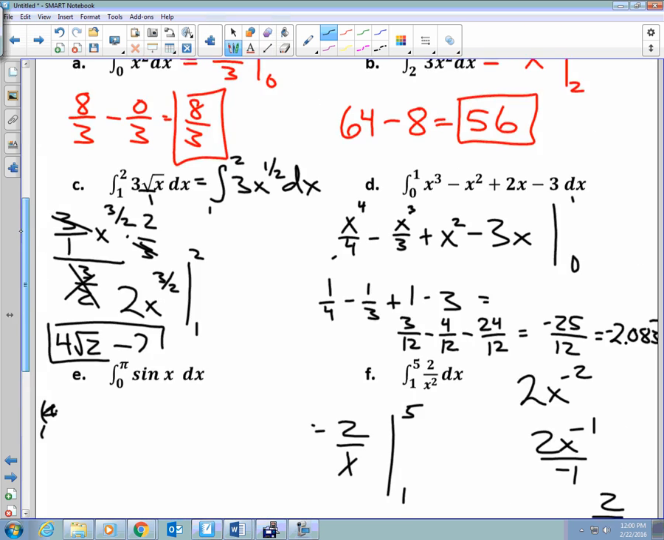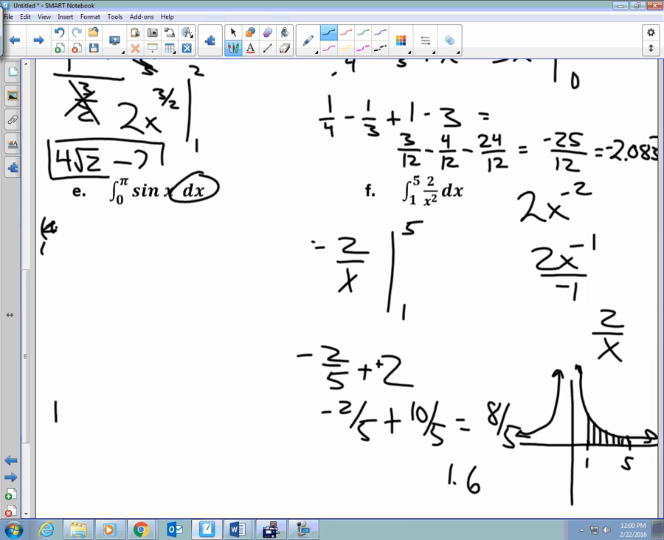Last part. Question of the day: dx. Do you see it? What happens to that dx? It just goes away, doesn't it? Because here we got negative cosine of x evaluated at pi and 0. So here's my attempt to quickly show you why we attach a dx. What this means is that this is a derivative of something. What do you take the derivative of to get sine of x? Negative cosine. The dx means this is a derivative of something.